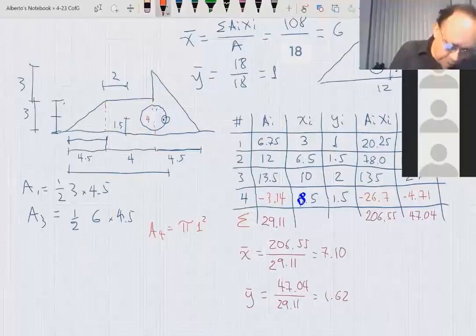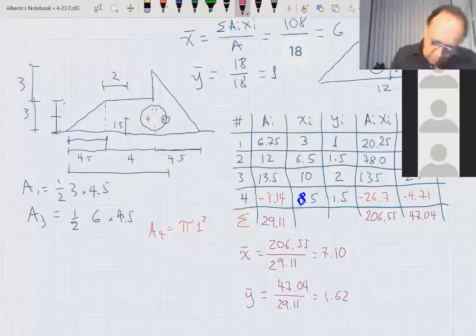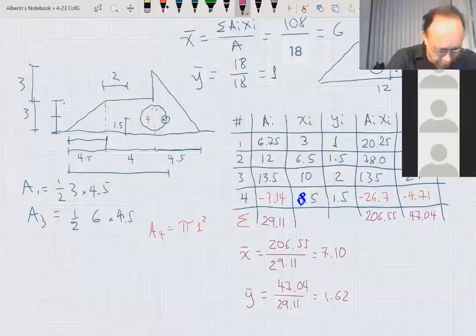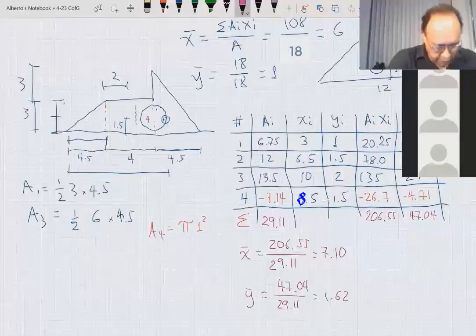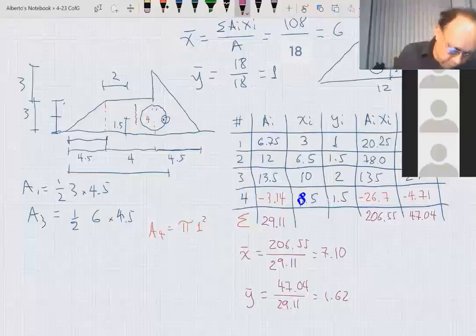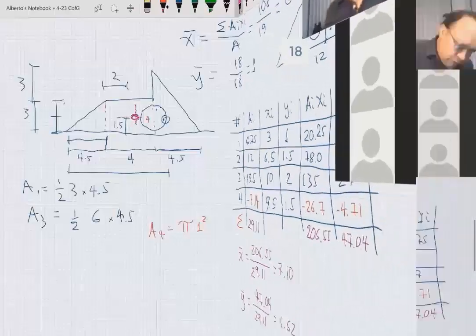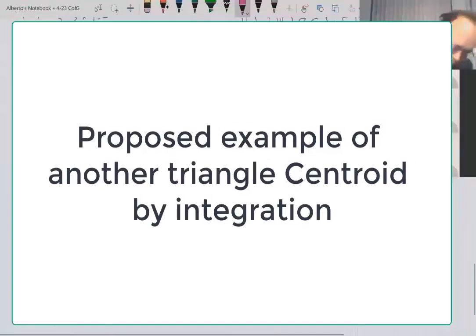So to put it back here, it will be something like 7.1. This here is 4.5 plus 4 is 9.5. So 7 will be somewhere over here. And the height is 1.62, a little bit over 1.5. So this will be the center of gravity. Okay? Something very similar to what we did.